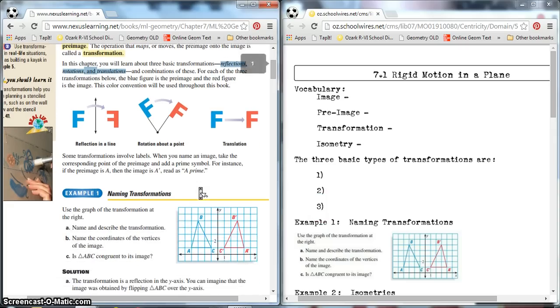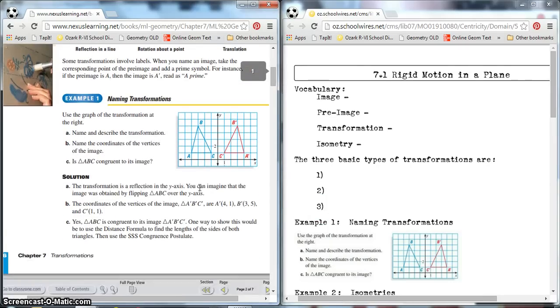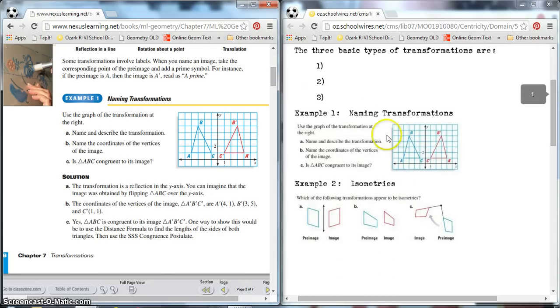And let's move on. All right, this is our first example, and it's a fairly easy one. I'm going to slide this up so you can see. Naming transformations. This is in your notes. It just says name and describe the transformation. Well, we're going to name this transformation as a reflection in the y-axis. You want to probably say over the y-axis, but we really say in the y-axis. So that's the correct terminology for that.